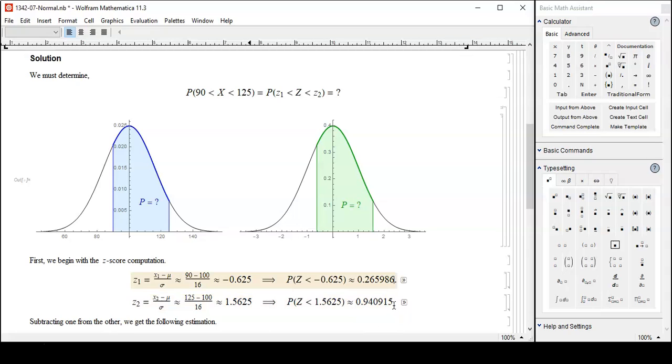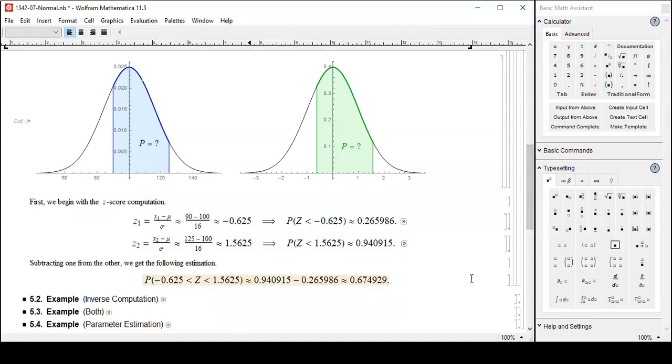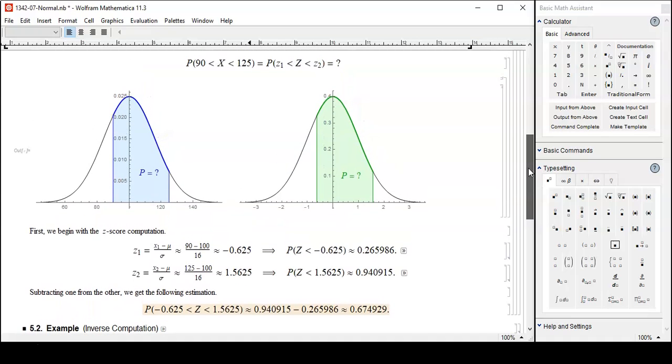By the way, this number and that number are coming from Mathematica's computation, so far more accurate than the rough estimation we did with the normal table. Either way, it's going to be okay. In any case, subtract one from the other, then we get, yeah, this kind of probability. Anything reasonable will be okay if I'm the grader.